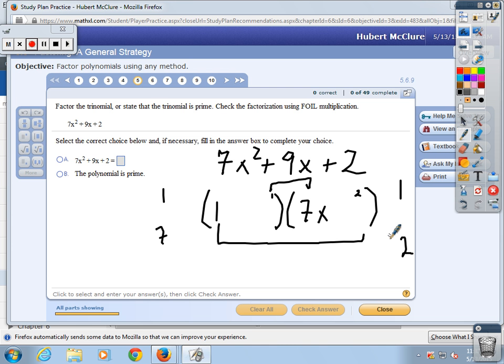Alright? So, put your 1 there. Put your 2 there. So, x, 1, 7x, 2. What do we need? We need a positive here. So that means the 7 is positive, right? Okay.